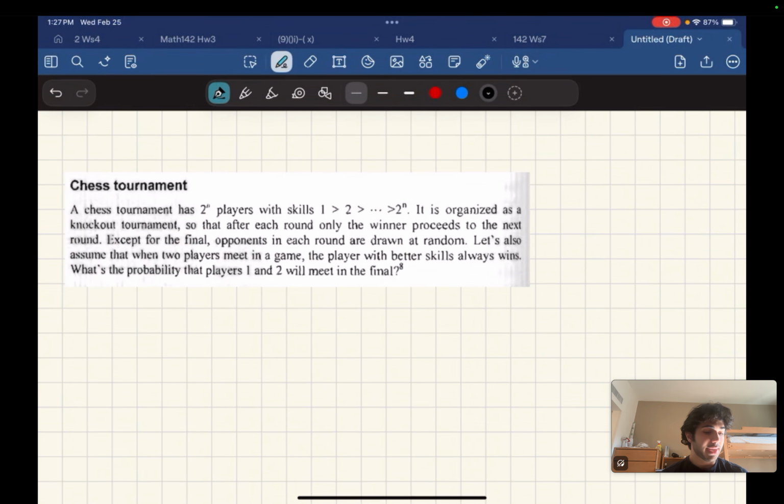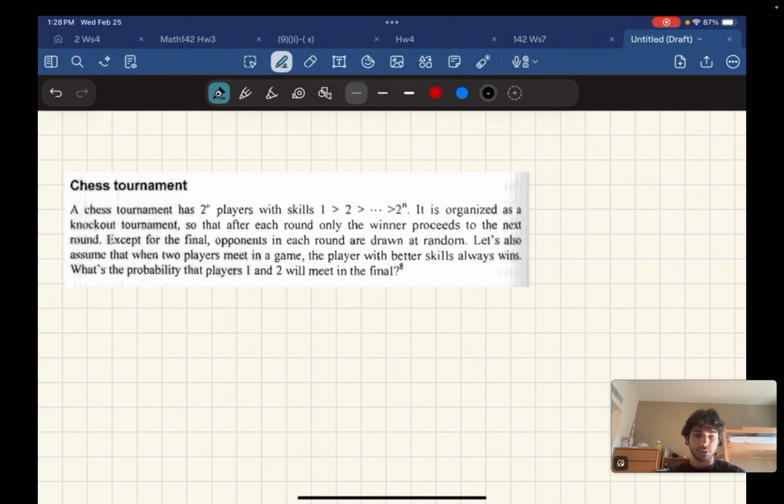It is organized as a knockout tournament so that after each round, only the winner proceeds to the next round. Except for the final, opponents in each round are drawn at random. Let's also assume that when 2 players meet in a game, the player with better skill always wins. What's the probability that players 1 and 2 will meet in the final?